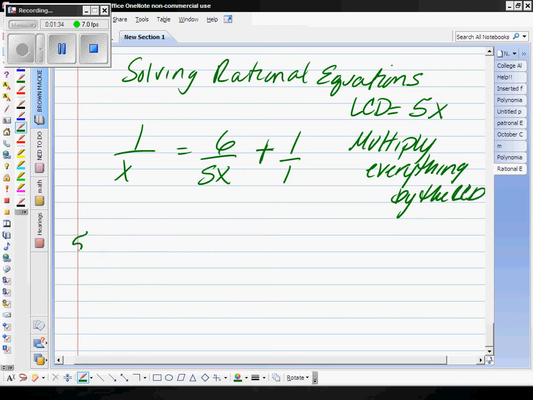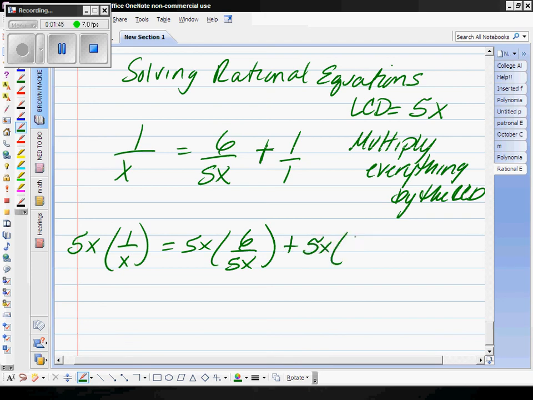So in this case it's 5x, so that'll be 5x times 1 over x equals to 5x times 6 over 5x plus 5x times 1. Okay? And the reason why we're doing that is if we technically put all of these 5x's that we're multiplying everything over, we can actually see what we can cross cancel out.